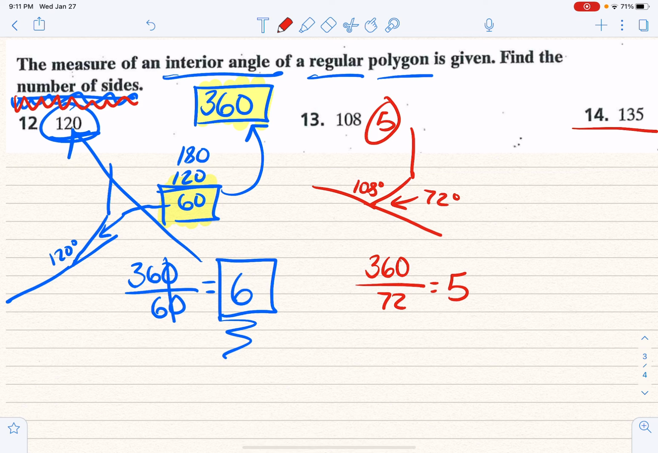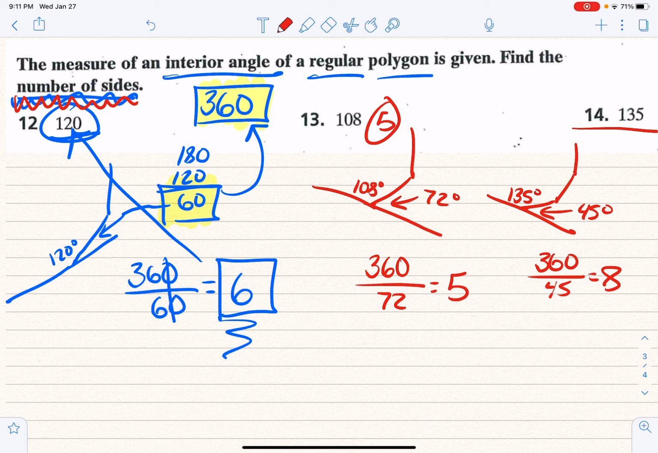And lastly, for this one, 135. Again, we can draw part of it and say this angle right here is 135. The exterior angle would have to be 45. So I take 360 and divide it by 45, and I get 8. Therefore, the number of sides is 8. It's a regular octagon, like a stop sign. Every interior angle on a stop sign is 135 degrees, and every exterior angle is 45.